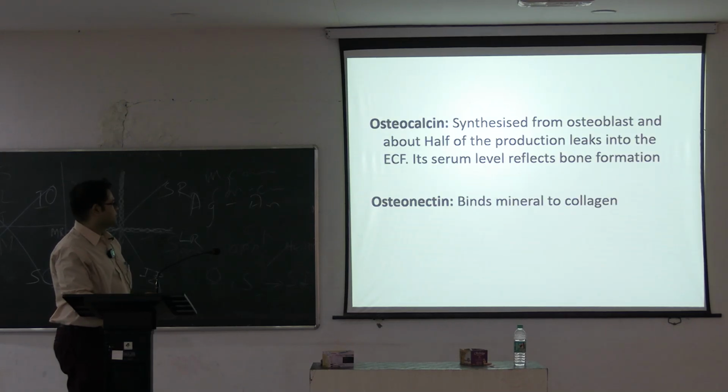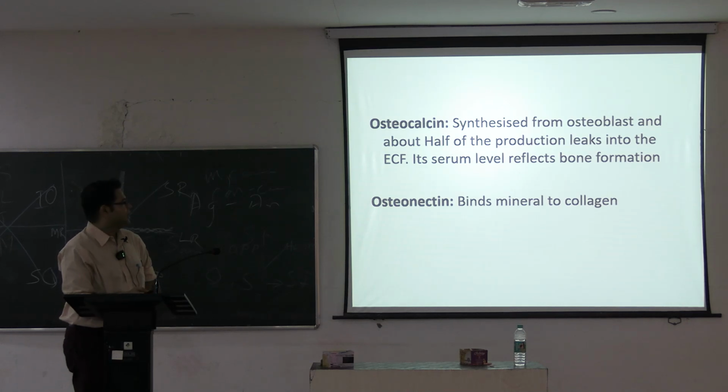Now, the two most important parts of this are osteocalcin and osteonectin. Osteonectin is the protein which binds the mineral to the collagen, and osteocalcin is synthesized from the osteoblasts. And the clinical importance of this is that osteocalcin is leaked into the bloodstream, and its serum level reflects bone formation, and it also reflects the bone turnover.